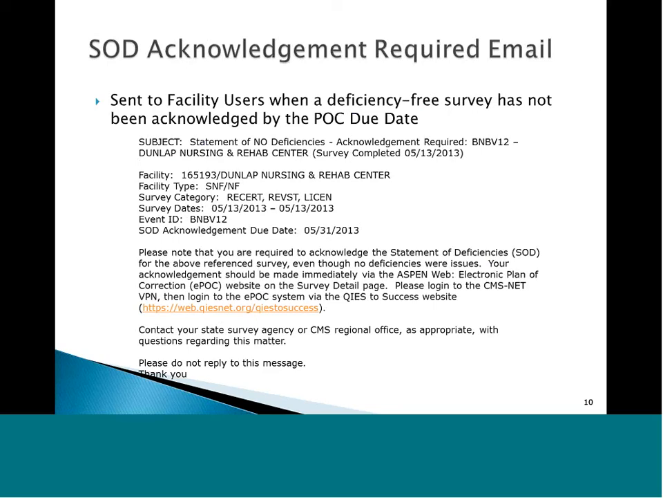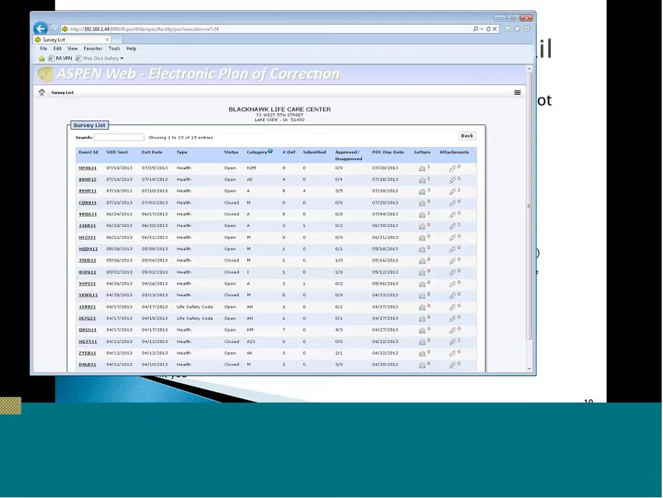The next email is the Statement of Deficiencies Acknowledgement Required email. This email brings us to another process, another type of survey that you may see within the ePOC system, and that is a deficiency-free survey. Let's talk a little bit back in the ePOC application about a deficiency-free survey. I'm back in the ePOC application and I'm logged in as a Blackhawk Life Care Center facility user. Notice that the very first survey in my list is a deficiency-free survey.